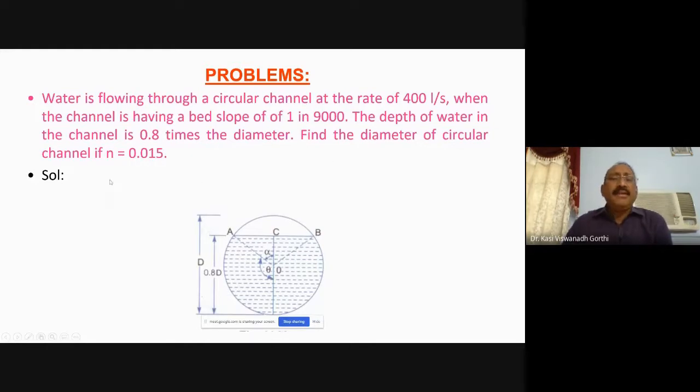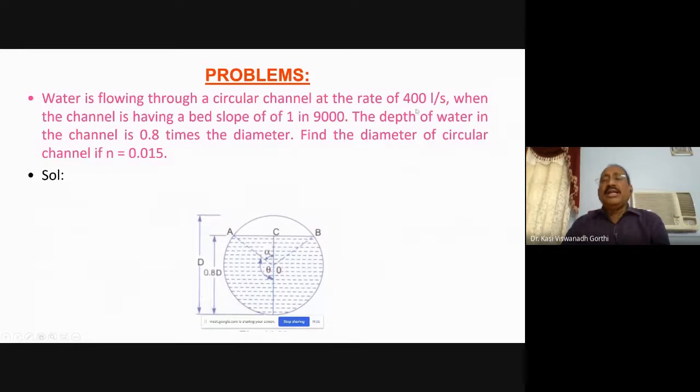Find the diameter of the circular channel if the Manning's n is 0.015. Let us try to understand what this problem is. Water flows in a circular channel. So it is given that it is a circular channel section.